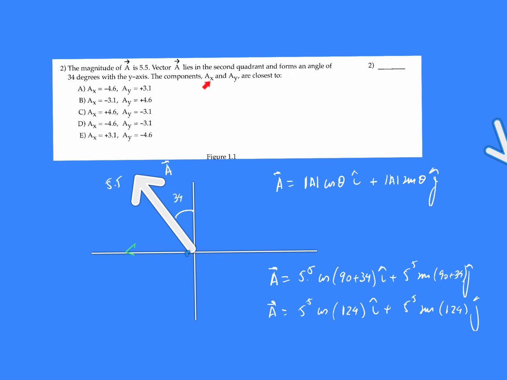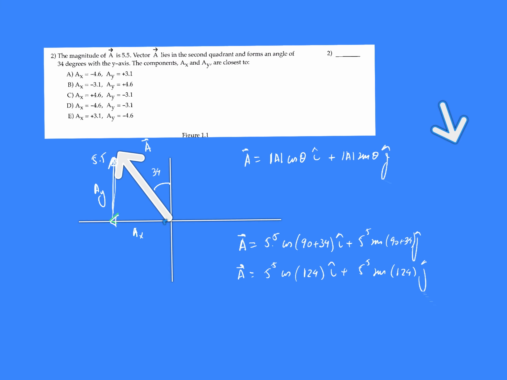So what are the components ax and ay? What are they asking by the components? They are asking about this. What is the ax here? And what is the ay here? I see that ax is negative and ay is positive. But what are they? They give me the magnitude. So the straight way to do this problem is like this.